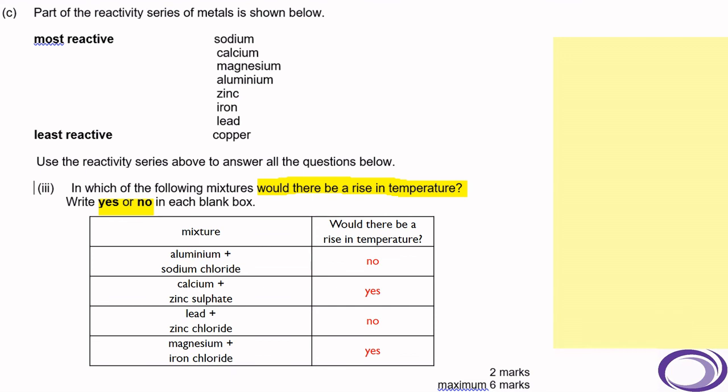And magnesium and iron chloride, you would get a rise in temperature because magnesium is more reactive than the iron in iron chloride.